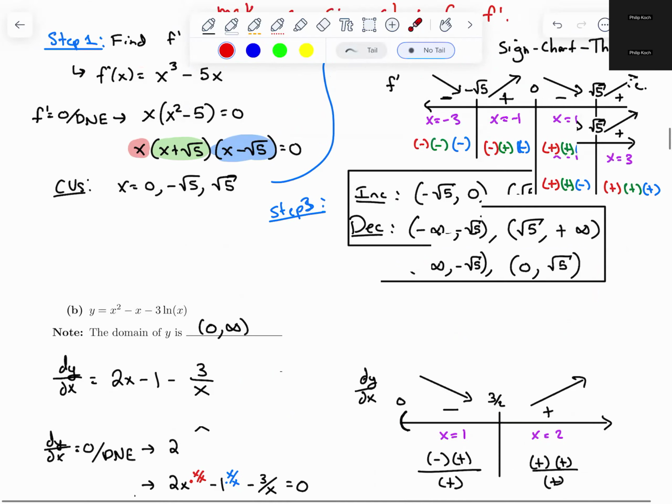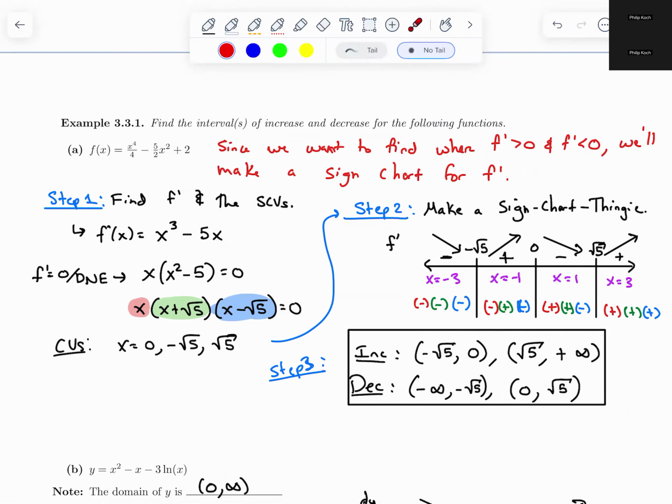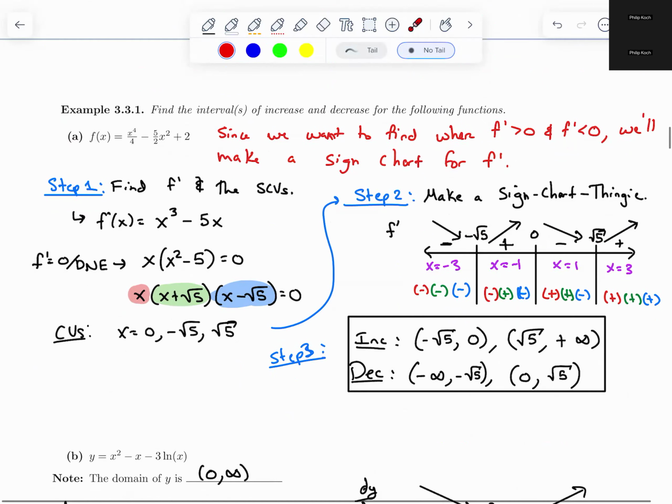This function has 3 relative extrema, one at -√5, one at +√5, and one at 0. The ones at -√5 and +√5 are going to be relative mins because the function will go from decreasing to increasing, and then 0 will be a relative maximum. That's why we draw the arrows.